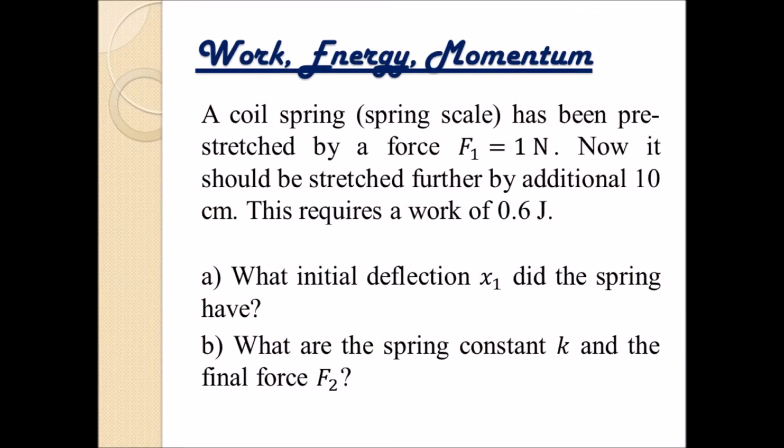A coiled spring that you might remember from school, as in spring scales, has been pre-stretched by a force F1 equals 1 Newton. Now it should be stretched further by an additional 10 centimeters. This requires a work of 0.6 joule. A. What initial deflection x1 did the spring have? And B. What are the spring constant and the final force?